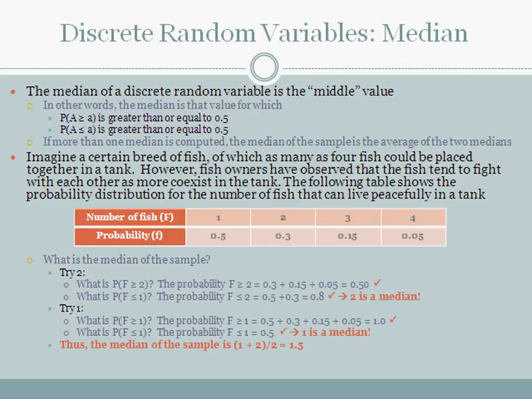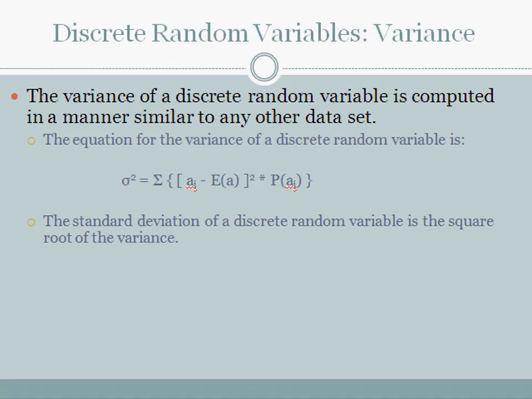Recall that if there is more than one median computed, the median of the sample is the average of the two medians. Thus, the median of this sample is equal to 1 plus 2 divided by 2, the average of 1 and 2, or 1.5.